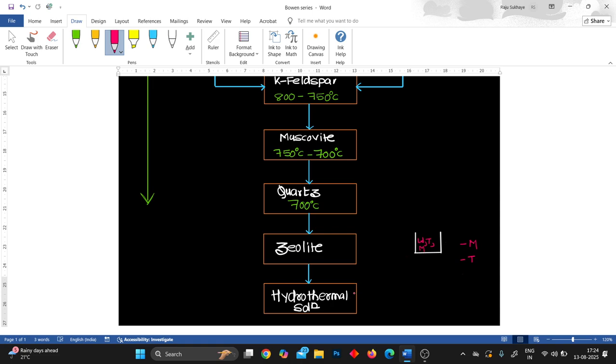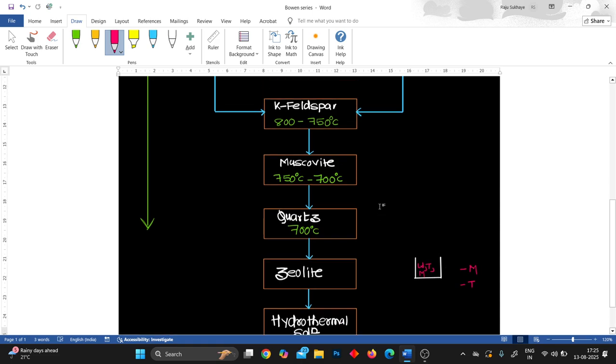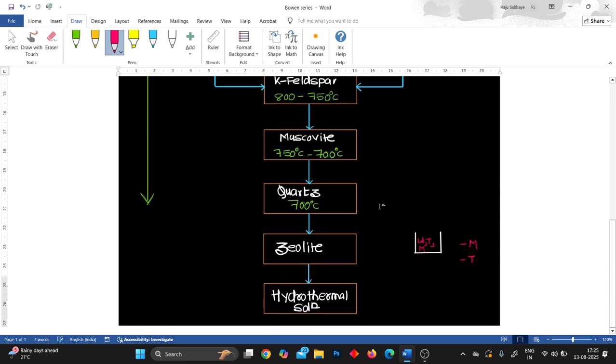After you take out everything from this particular magma, as the minerals keep on crystallizing at particular temperatures, the magma is getting depleted. Finally what is left in the magma is only hydrothermal solution. So this Bowen's reaction series is very useful in understanding the sequential crystallization of the minerals.